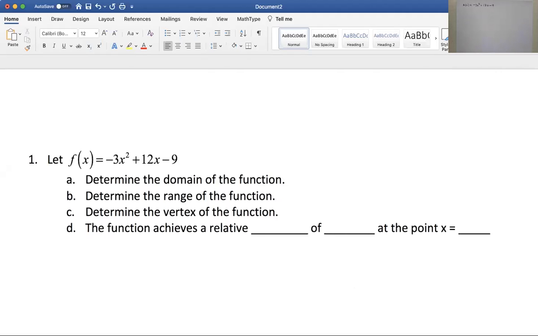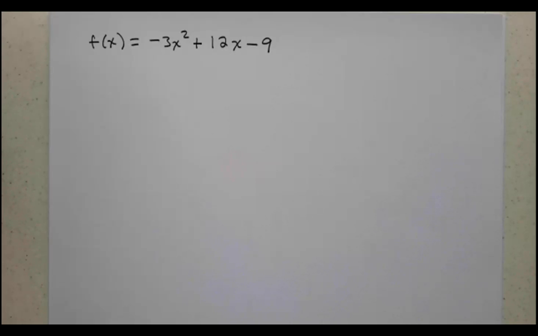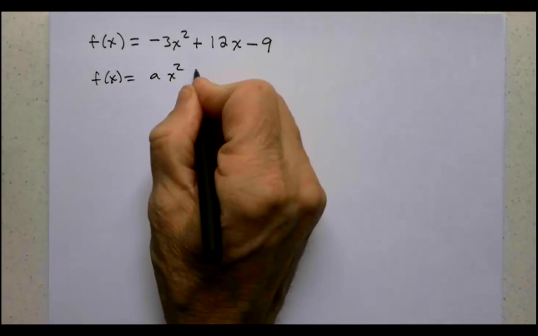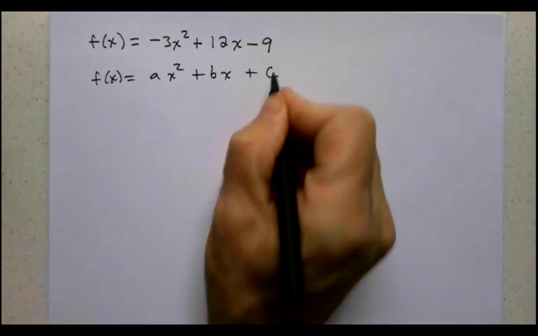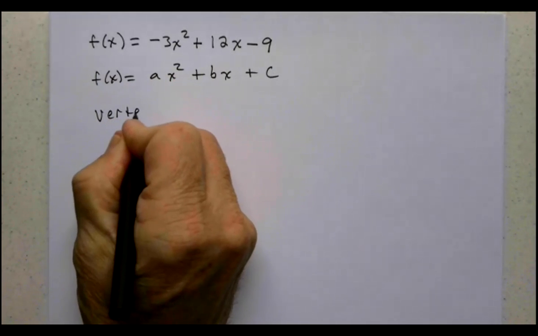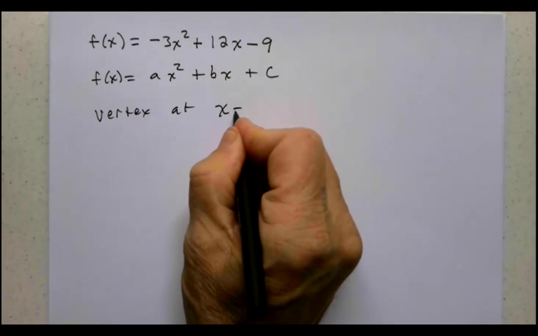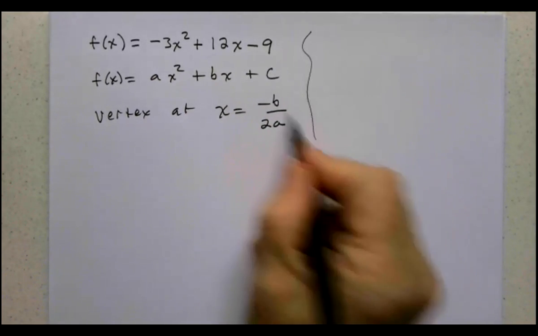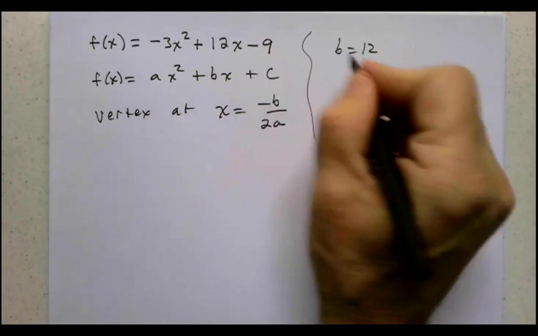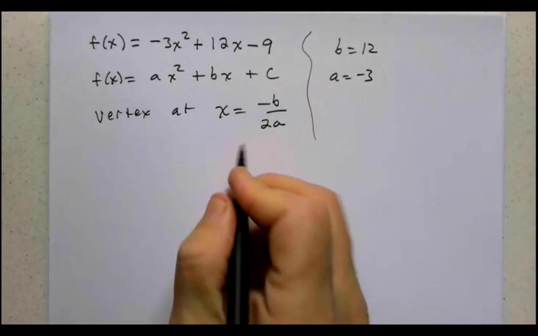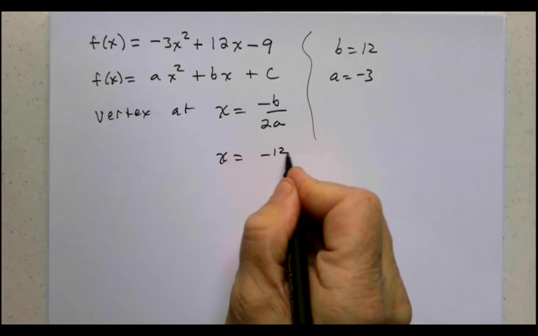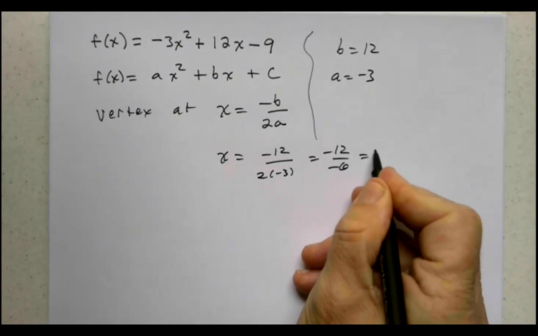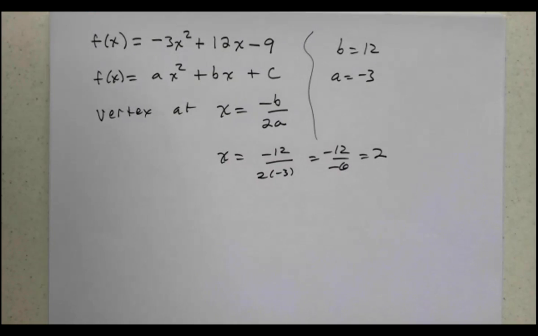But I'm going to start my analysis here with the vertex. For a parabola written in this form, f of x is ax squared plus bx plus c, the vertex occurs at the point where x is negative b over 2a. In our example, b is 12 and a is negative 3. So negative b over 2a gives us negative 12 over 2 times negative 3. Negative 12 over negative 6 is 2. So 2 is the x value of the vertex.